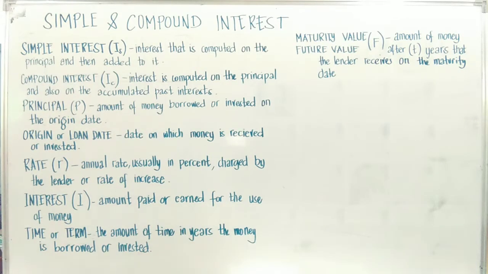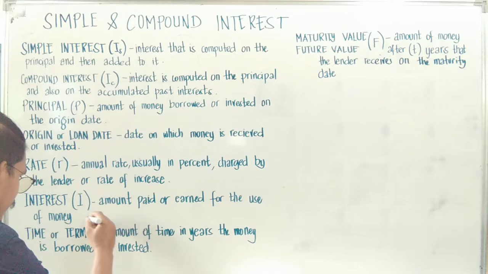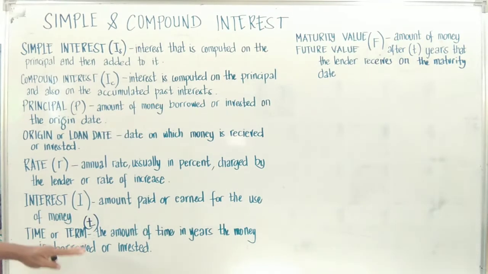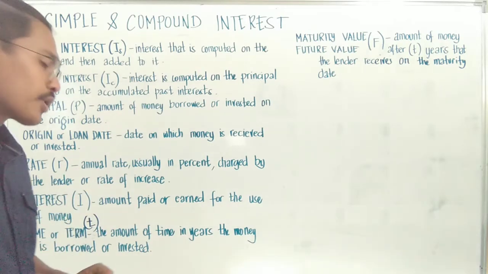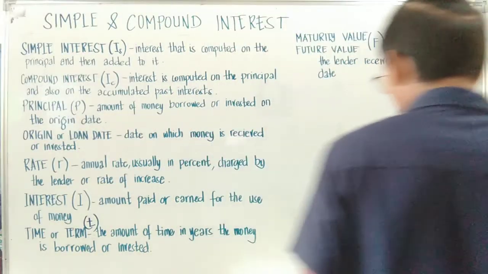Then we have time or term. Time or term is denoted by small letter t. This is the amount of time in years the money is borrowed or invested, or it can be the length between the origin date and the maturity date. Later I will explain it by illustration.